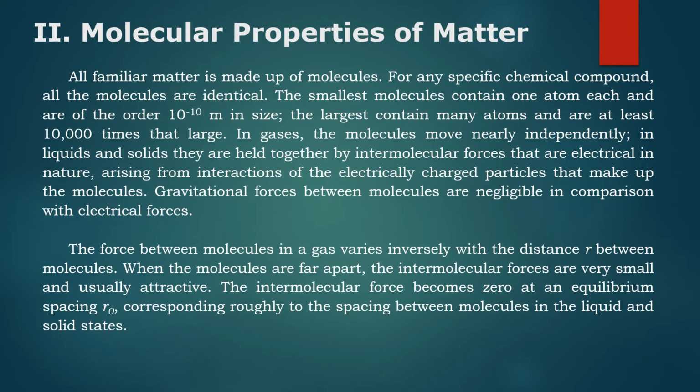Now, let us proceed to our topic number 2, which is molecular properties of matter. All familiar matter is made up of molecules. For any specific chemical compound, all the molecules are identical. The smallest molecules contain one atom each and are of the order 10 to the negative 10 meters in size. The largest contain many atoms and are at least 10,000 times that large.